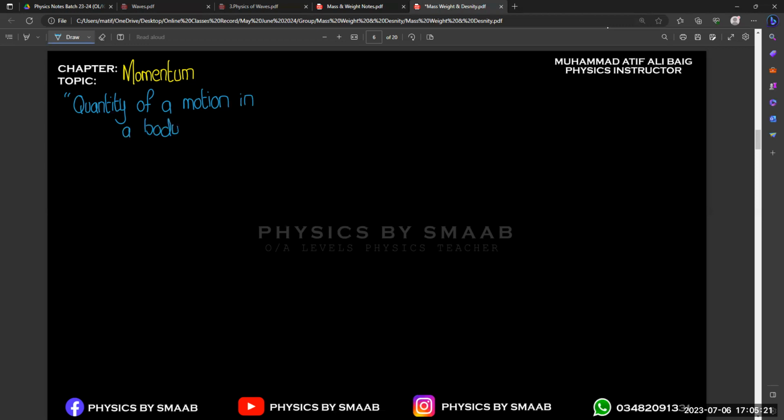And how can we calculate the quantity of motion in a body? By using the formula. The formula for momentum is mass into velocity. The symbol we use for momentum is P, so P equals mv, a very basic formula for momentum. That is not very difficult.